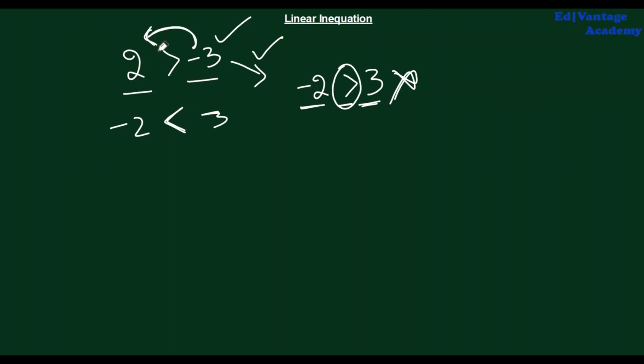I reversed it. It was greater than, I made it lesser than. Means minus 2 is less than 3. Is that correct? That's correct. So what does it mean? The symbol can reverse at times.